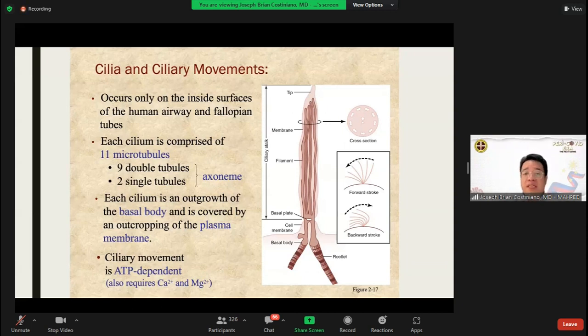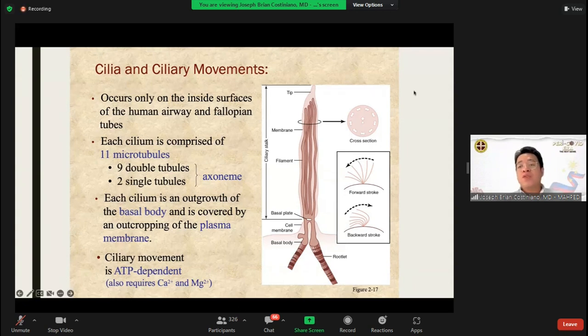Okay, as you can see here in the picture, the basal body, and from the basal body grows our cilium, which is composed of 9 double and 2 single tubules. Is your ciliary movement ATP or energy dependent? Yes, it is energy dependent, and it also requires calcium and magnesium in order to function.